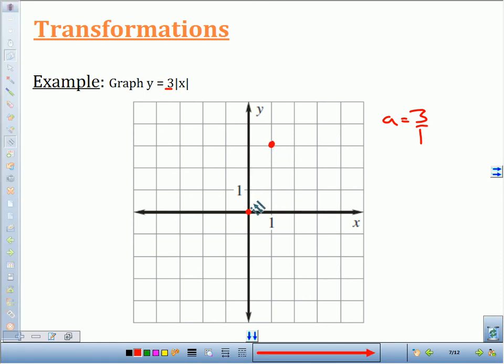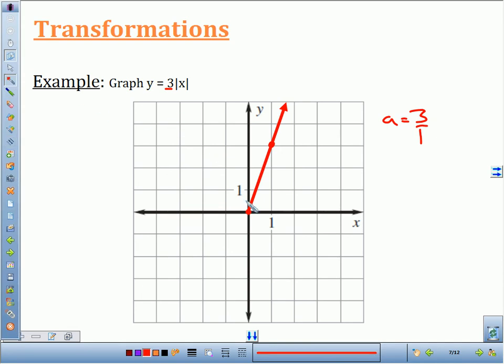I have a couple of points. From my vertex, I will draw the line that connects those points. That is the right side of my absolute value equation. On the other side, since the parent function had a slope of 1 and a slope of -1, this function is going to have a slope of 3 and a slope of -3.